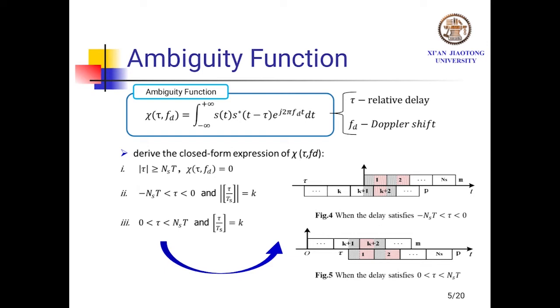As we can see in red and blue box, there are two important parameters in expression, where tau is the relative time delay and Fd is the Doppler shift. Then we derive the closed form expression of ambiguity function. Based on the value range of delay tau, we discuss three cases. Case 2 and case 3 correspond to figure 4 and figure 5 respectively. Now let's skip the complicated integration.